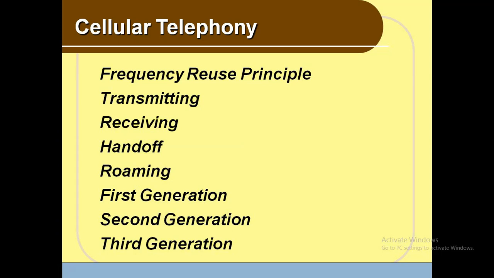The next one is the handoff. Handoff means that during the conversation, the mobile station moves from one cell to another. When it does, the signal may become weak. To solve the problem, the mobile switching center monitors the level of the signal every few seconds. If the strength of the signal is weak, then a new cell can better accommodate the communication, and the channel carrying the call changes.